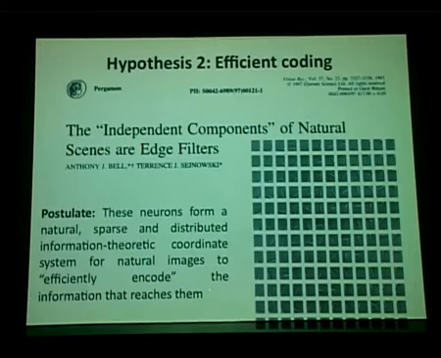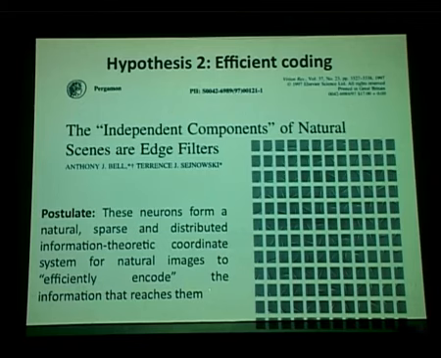The other hypothesis starts from Horace Barlow and even earlier. It is what's known as the efficient coding hypothesis. The postulate is that neurons form a natural, sparse, and distributed information theoretic coordinate system for natural images, to efficiently encode the information that reaches them. They are very careful to distinguish between optimally encoding and efficiently encoding. By efficient encoding, what they say is the neuron uses all the information that is available to it in encoding whatever it has to do.